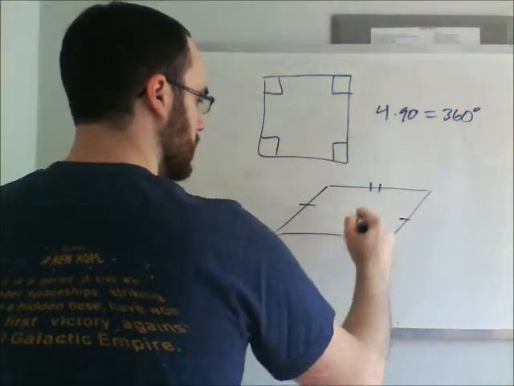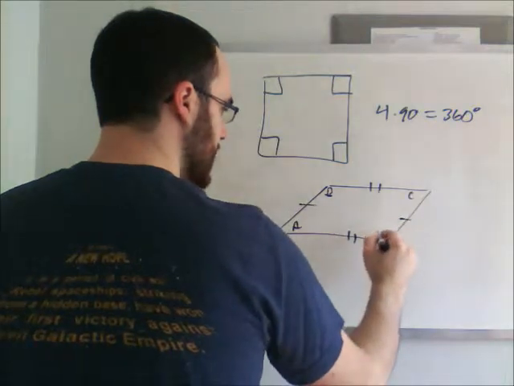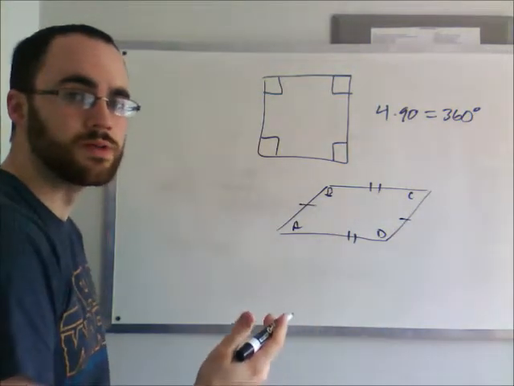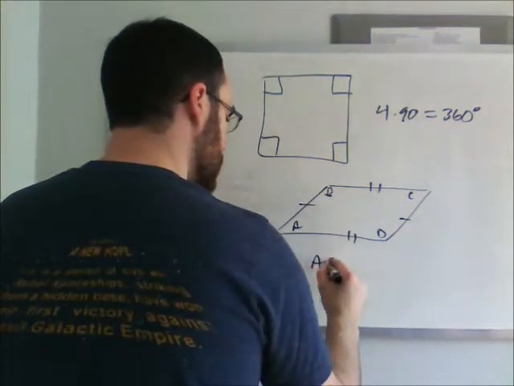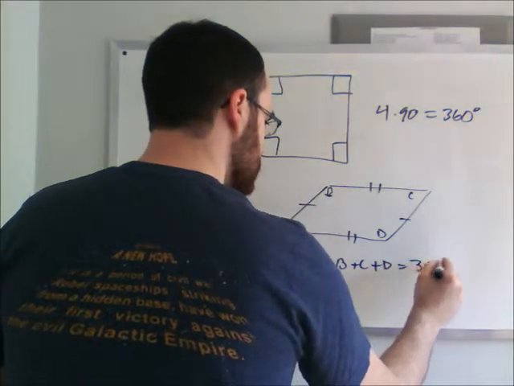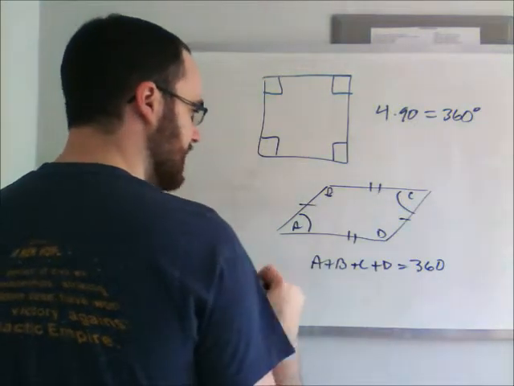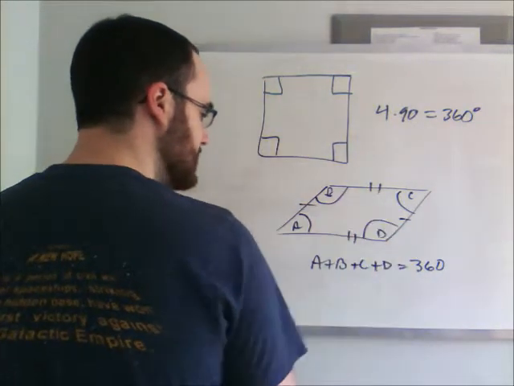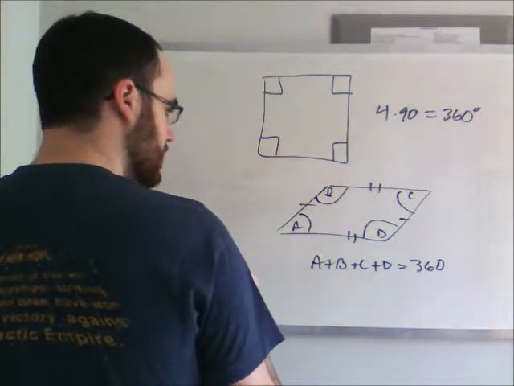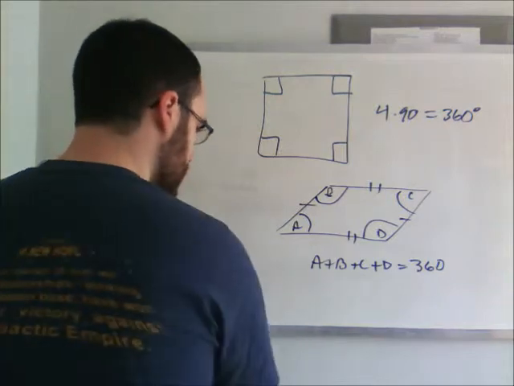So if we have a shape like this, angles A, B, C, and D are all going to total 360 degrees. So A plus B plus C plus D equals 360 degrees. We also know that angle A and angle C are the same. Angle B and angle D are also the same. This is because they're opposite corners, and we'll talk more about that in the next few videos.